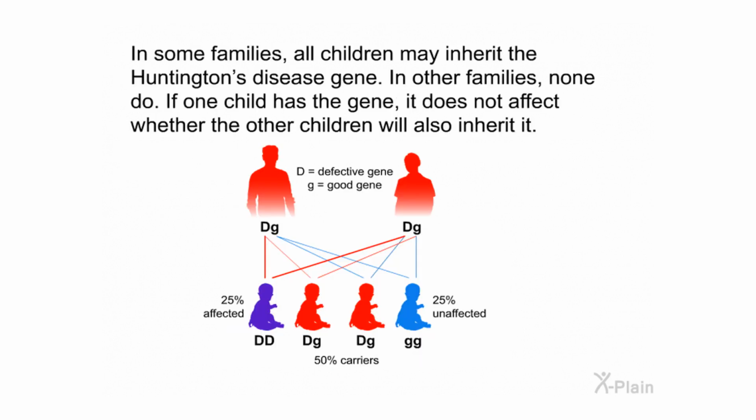In some families, all children may inherit the Huntington's disease gene. In other families, none do. If one child has the gene, it does not affect whether the other children will also inherit it.